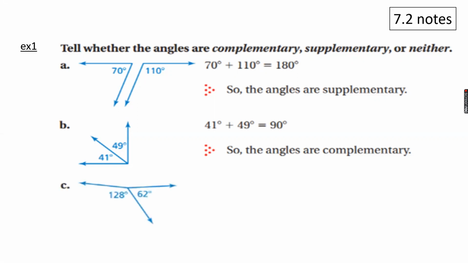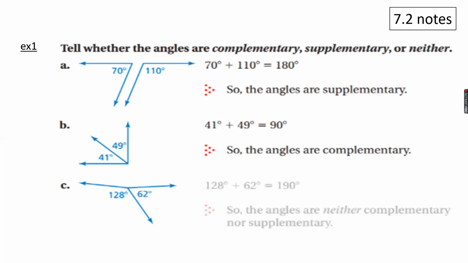We've got one more to look at. We've got an angle that's 128 and an angle that is 62 degrees. So go ahead, solve this problem and tell me complementary, supplementary, or neither. Pause the video now. For this problem, you should have added 128 and 62. When you add those two together, you get 190, which means that it's neither complementary nor supplementary, because supplementary is 180 and complementary is 90.